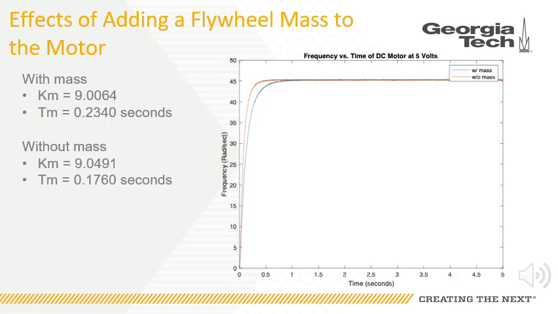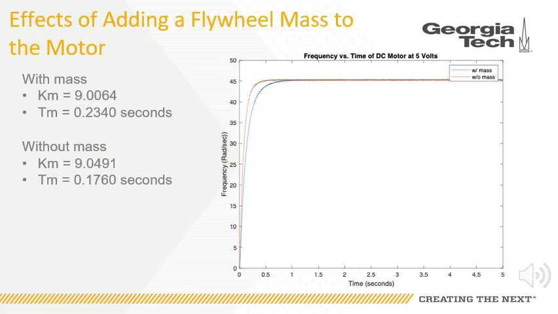Composite values for the two constants, motor and settling time, were found to be 9.0064 and 0.234 seconds, respectively, for the system with the mass. For the system without the mass, the motor constant remains relatively constant, while the settling time actually decreases to 0.176 seconds. Because Km is a function of input voltage and steady-state frequency, there is no notable difference between the Km values for the motor with a mass and without.